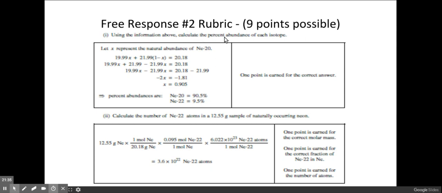Notice it said calculate the percent abundance of each isotope. So if you just calculate the percent of one, you're not going to get the point. You've got to do both of them, and those percentages should add up to 100%.